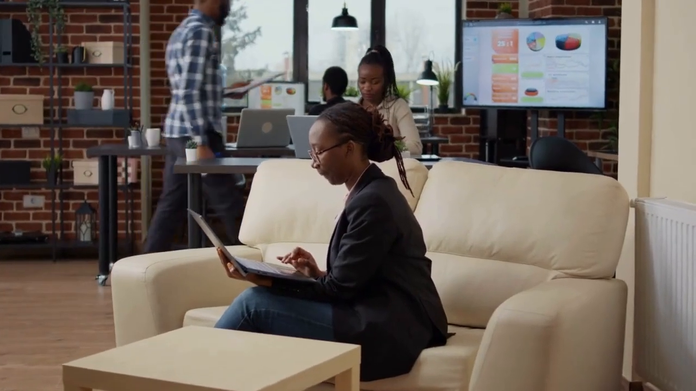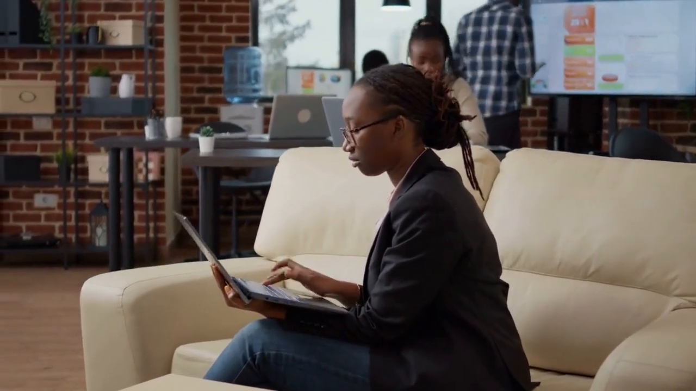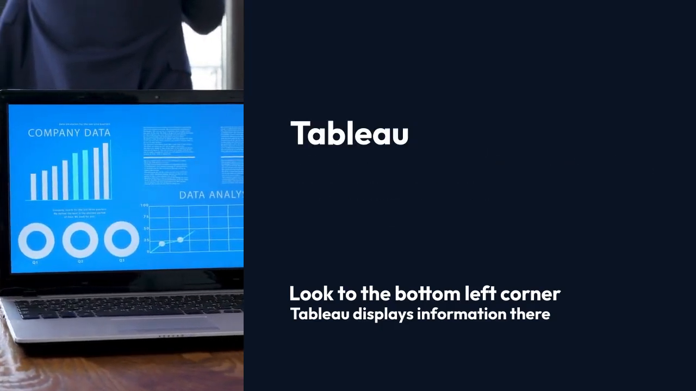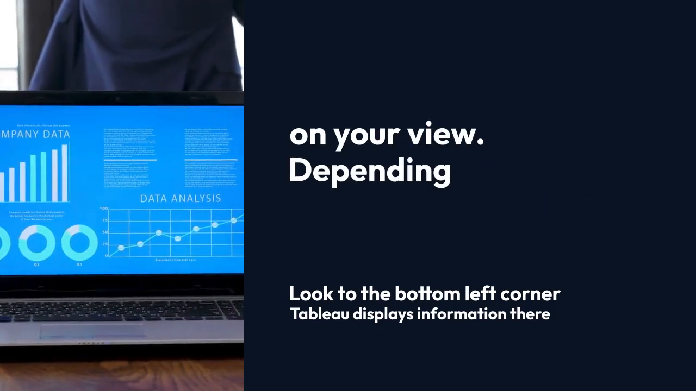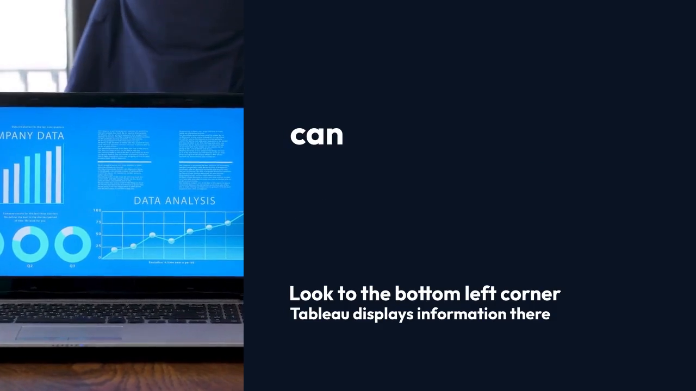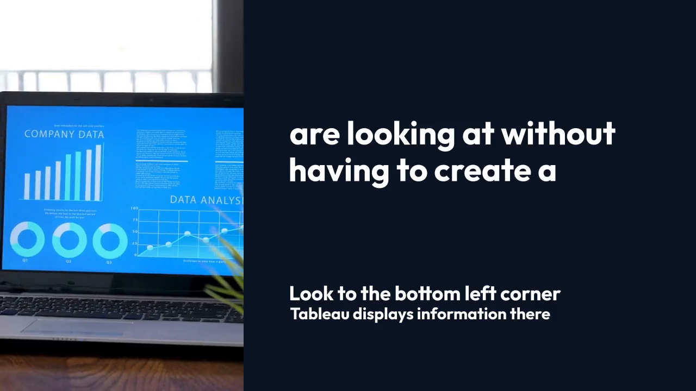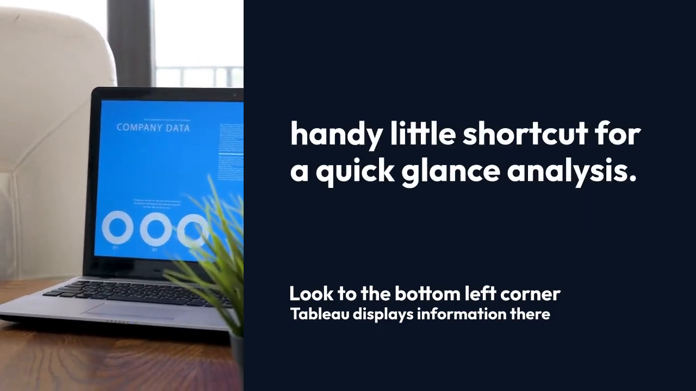Finally, a super quick tip for a fast check is to use the status bar at the bottom of your Tableau worksheet. As you build your visualization, look to the bottom left corner. Tableau displays information there, such as the number of marks on your view. Depending on your visualization setup, this can often give you a quick idea of the number of records you are looking at without having to create a formal calculation. It's a handy little shortcut for a quick glance analysis.